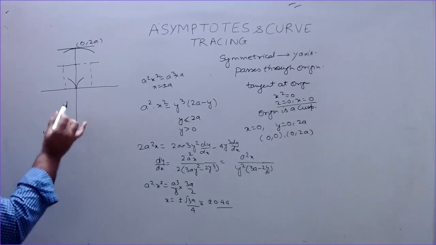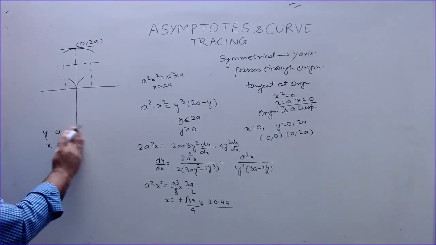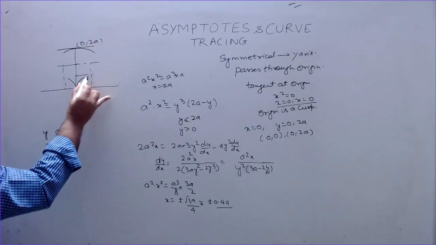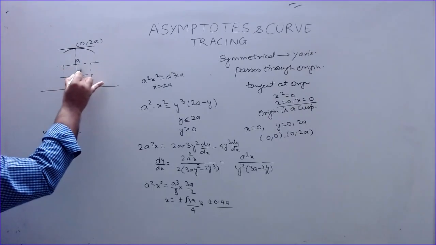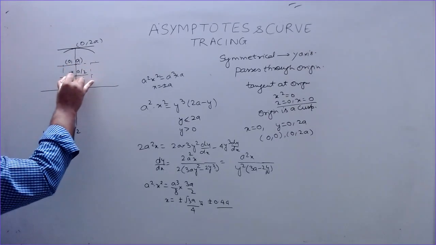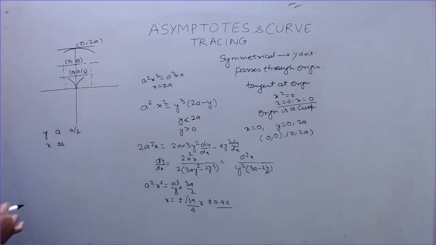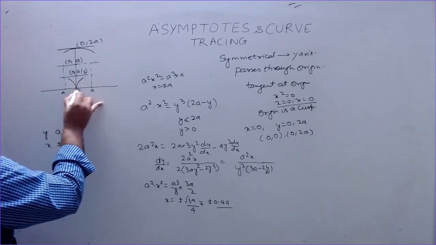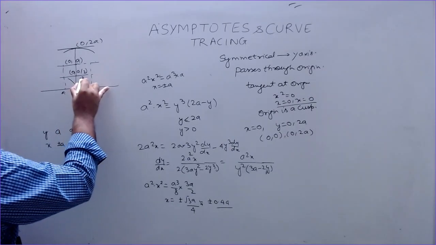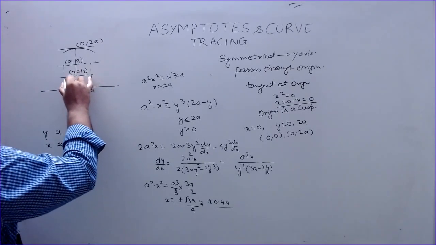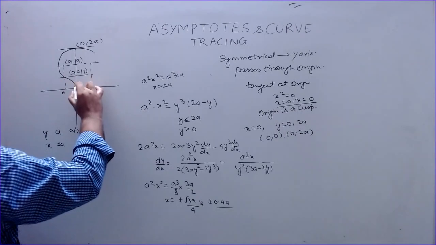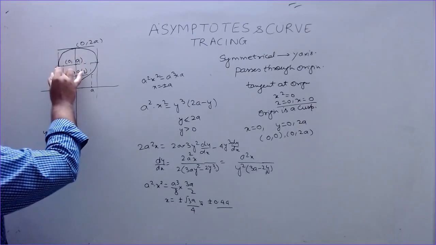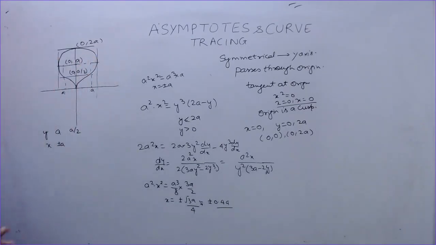So x is a by 2, y is a by 2. This is a, this is half of this, a by 2, 0a, 0a by 2. In that case, the value of x is 0.4a approximately. This was a, half around here approximately. So you can see the shape of this curve will be like this. At this point here somewhere, the shape of the curve is changing. So this will be the point of inflection.